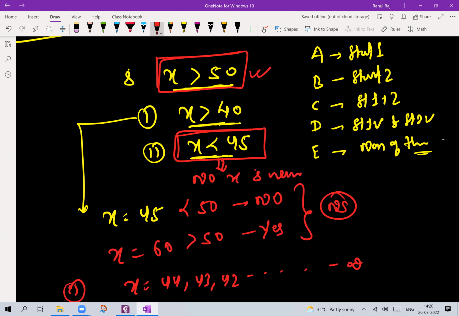Is option number 2 confirming this or not? X is never greater than 50. Yes. So this is the valid answer to our question.